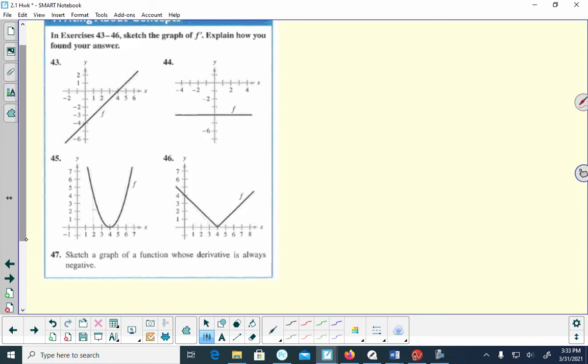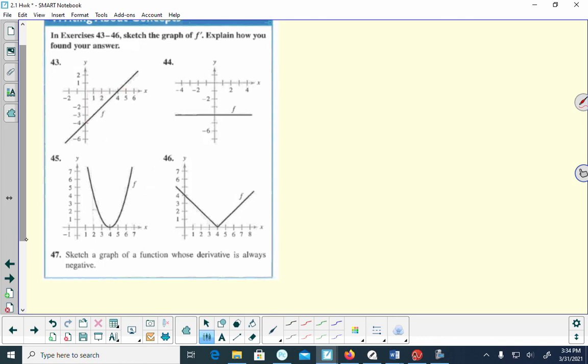Okay, 43, it says sketch the graph of f, explain how you got your answer. So when I look at this, it looks like if I go up 4 and run 4, so the slope of this line is 4, which means the derivative of f of x is just going to be 4. No, that's wrong. Let's try that again.